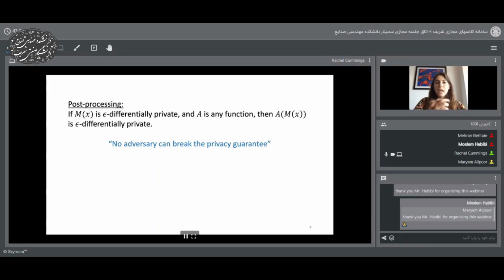Good. And so this privacy notion has a couple of very nice algorithmic properties. The first one is post-processing. This effectively guarantees no adversary can break the privacy guarantee. And so things are private once and they're private always.